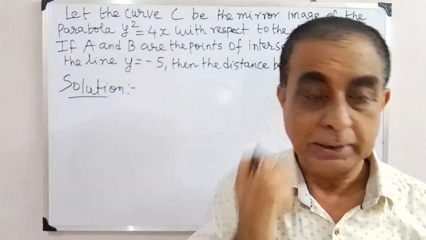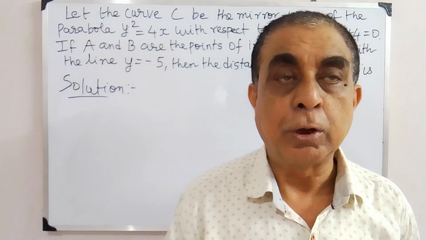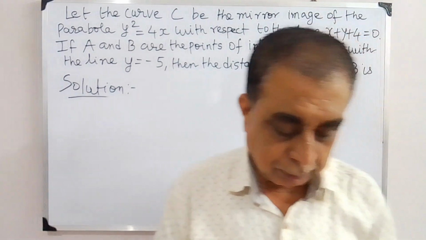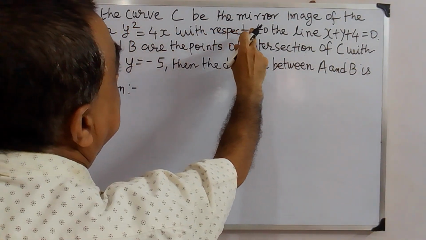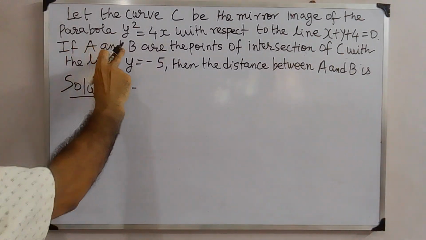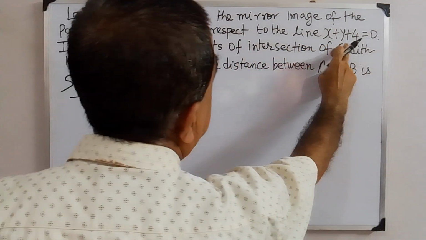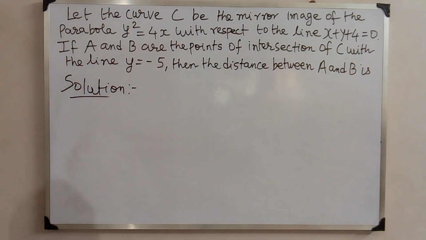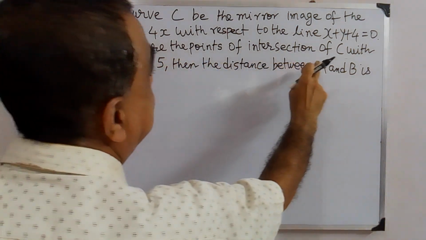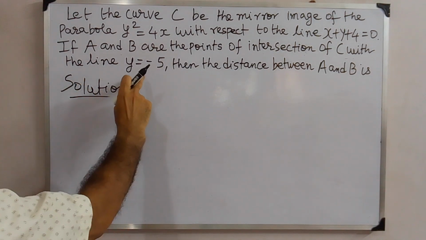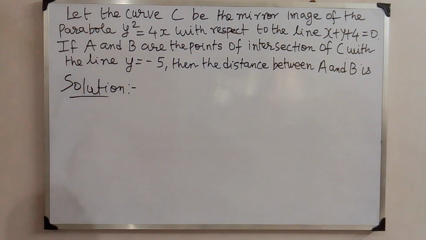Today we are doing a sum from JEE Advanced 2015. The question reads like this. Let the curve C be the mirror image of the parabola y squared equals 4x with respect to the line x plus y plus 4 equals 0. If A and B are the points of intersection of C with the line y equals minus pi, then the distance between A and B is.